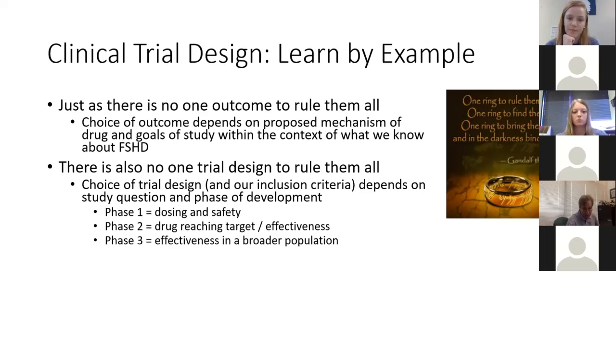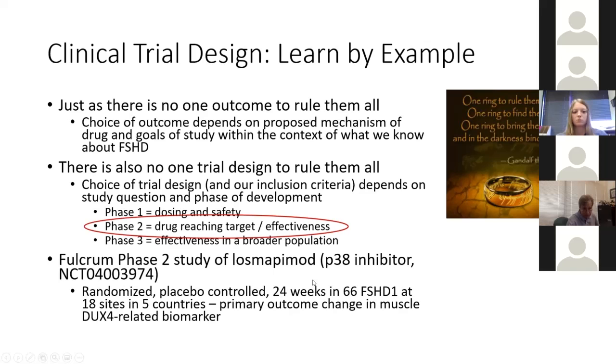For example, when we're just starting to test a drug in humans, we're actually most interested in just knowing the dose and whether it's safe or not to give the drug. As we go further along, we start to ask more complicated questions. Is the drug reaching its target? Is it having an effect? And then finally, as we get closer to marketing, we really just want to know, is the drug helping people? And will it help a broader population who have the disease?